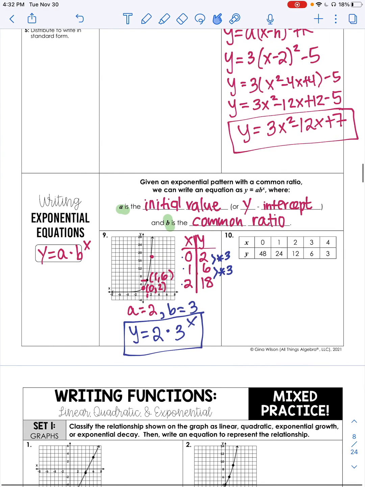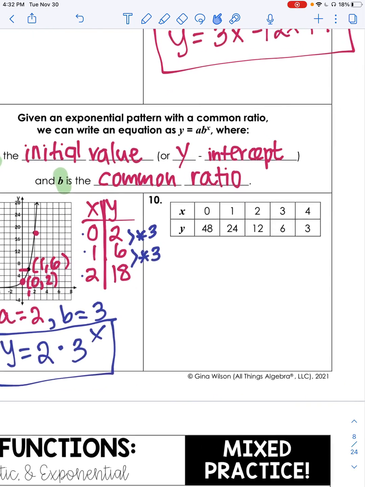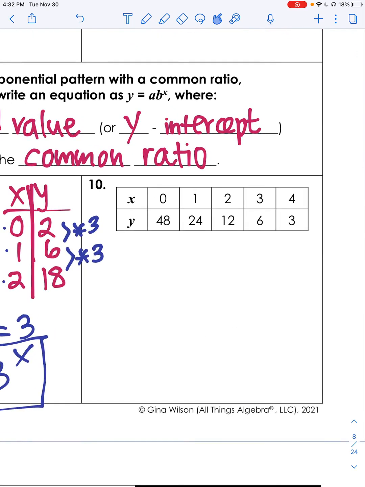Okay, so let's do the same thing for 10. So we have an xy chart here, and the x-intercept, or excuse me, the y-intercept, we can just look because the x is 0. So a will be 48. Okay, and now let's find the common ratio. I'm going to move that down. So each time, 48 divided by 2 is going to be 24.